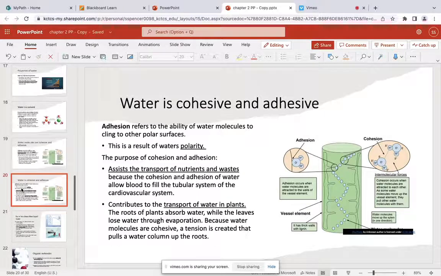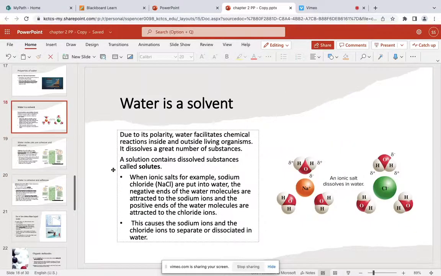Again, I just have an example here. Adhesion refers to the ability of water to cling to other polar surfaces. That's just due to water's polarity. So polarity just means that it has a strong negative charge. We'll come up here and we'll see that water, H2O, it's due to the negative charge on that oxygen that makes water polar.